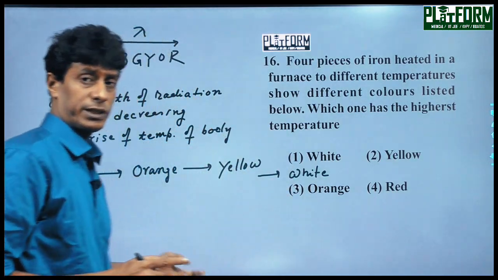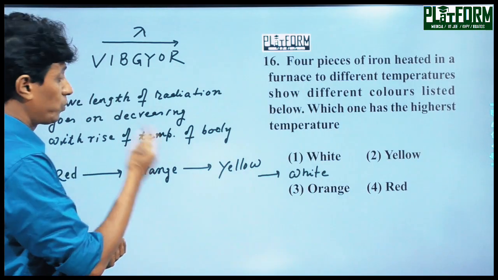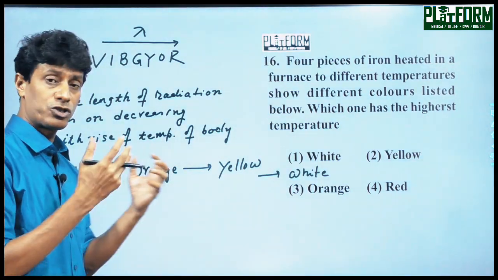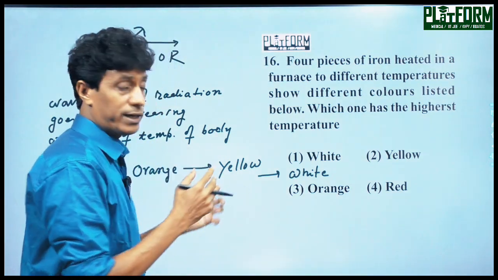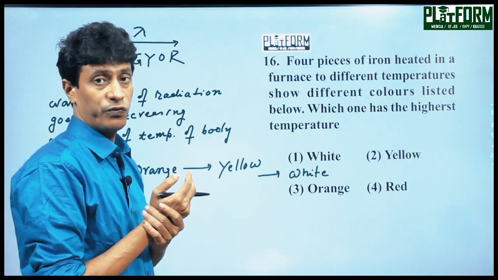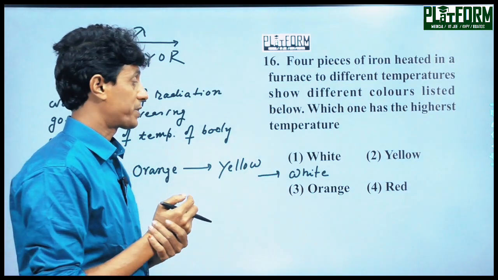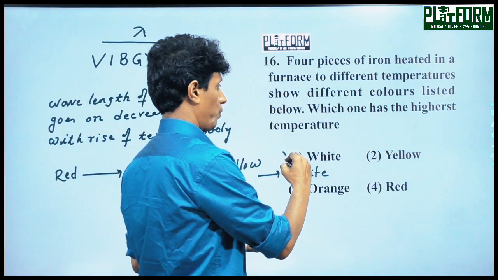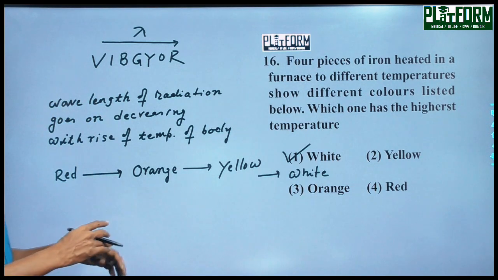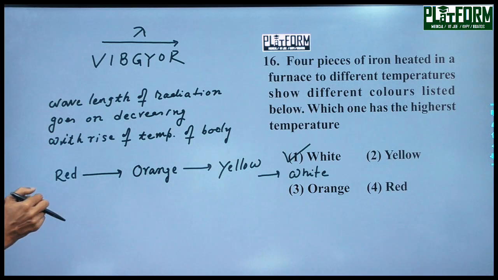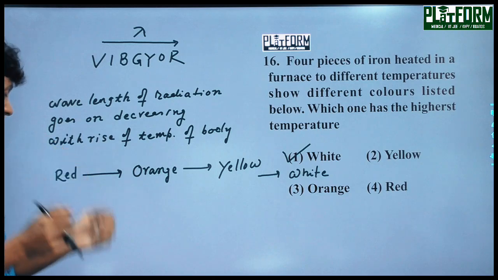At very high temperature, any body emits all types of radiation from red to violet, so the white light radiation can be found from the body at high temperature. So the correct option here is 1. When the body emits white light, in this case the temperature of the body is highest. Next problem.